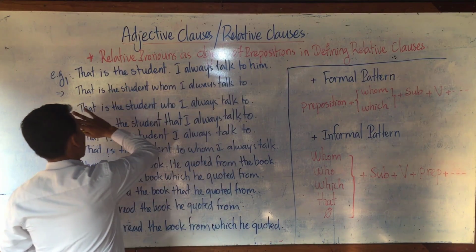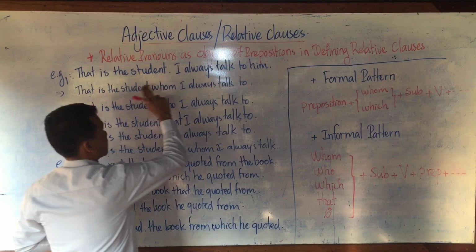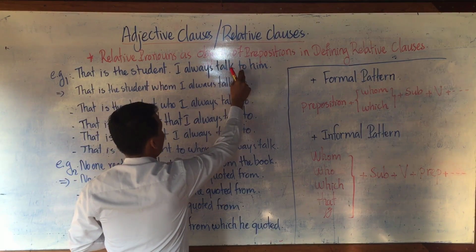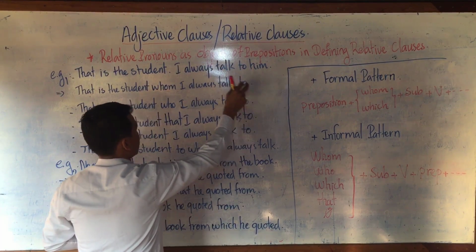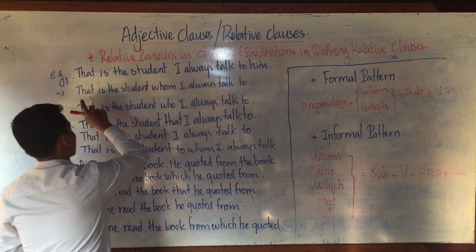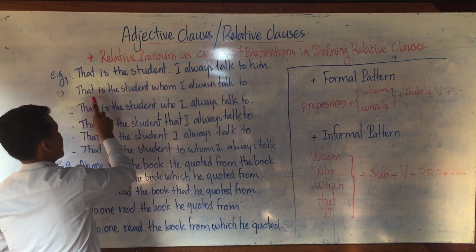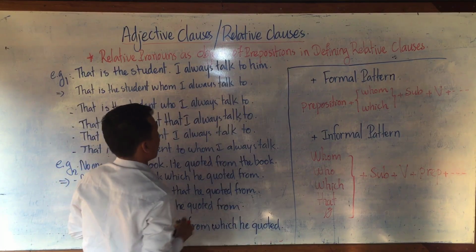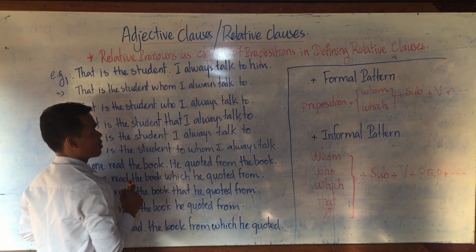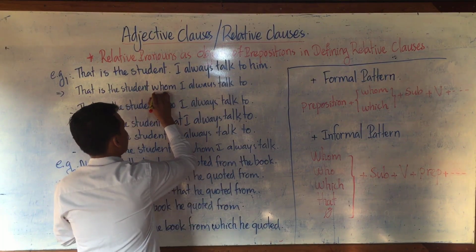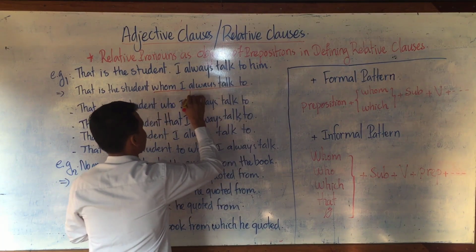That's why we can write an adjective clause like this. But him is the object of to. To is a preposition. So we can write the adjective clause like this: That is the student whom I always talk to. Whom is a relative pronoun. So from whom to is the adjective clause.